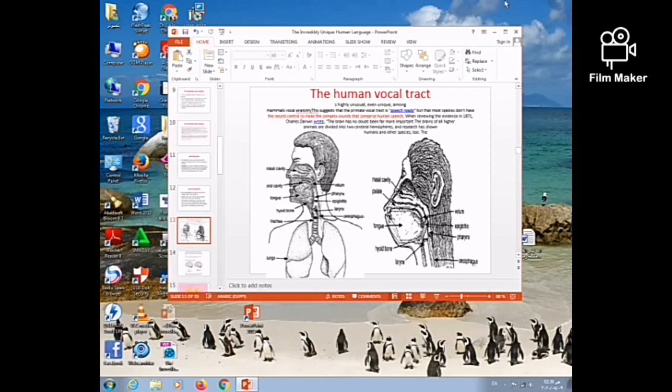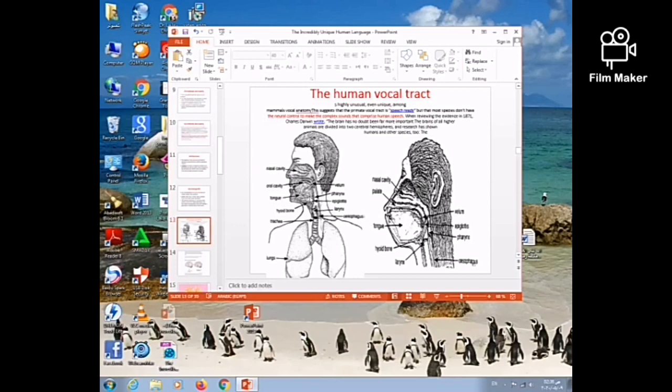Finally, let's look at the human vocal tract. It has been said that a basic source of what makes human language really different is the anatomical structure of the human vocal tract. Here, the figure on the left refers to the human vocal tract, and on the right illustrates the vocal tract of an ape.